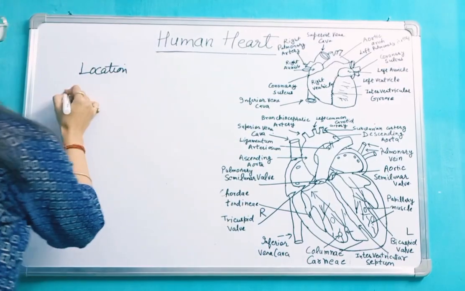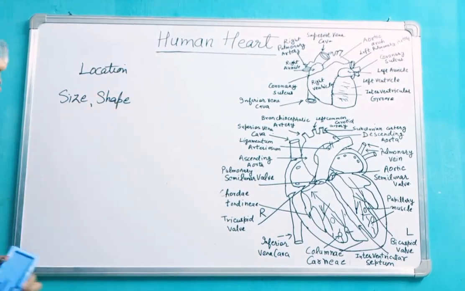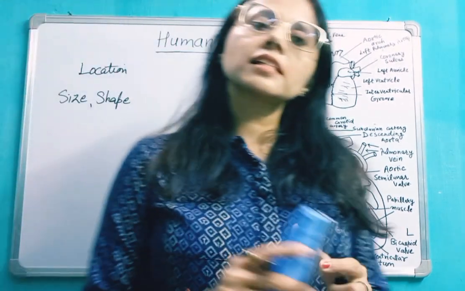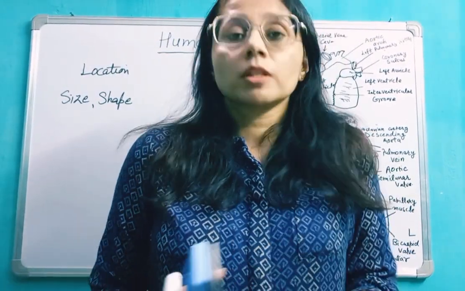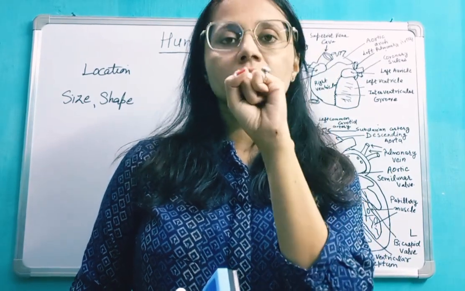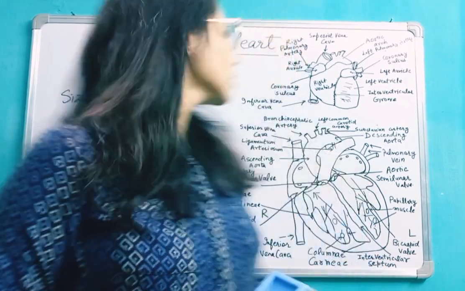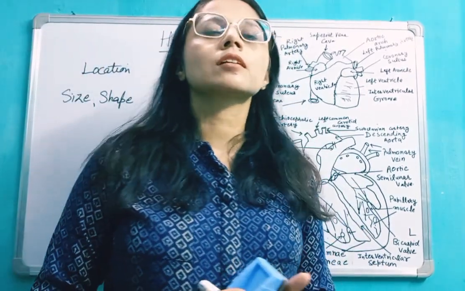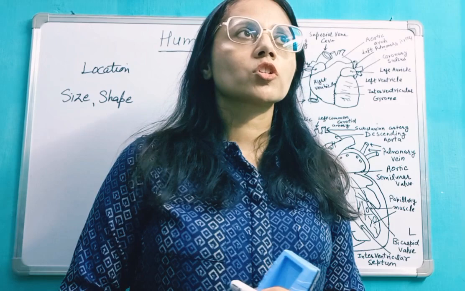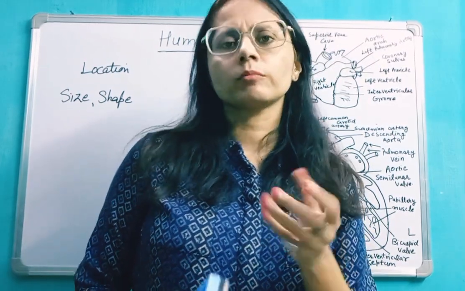Next is your size and shape. Heart is of mesodermal origin. It is a muscular organ and it is the size of your fist. And heart का shape की बात करें, it is conical and pyramidal in shape, which is more broad on the upper side and narrow toward the apex.